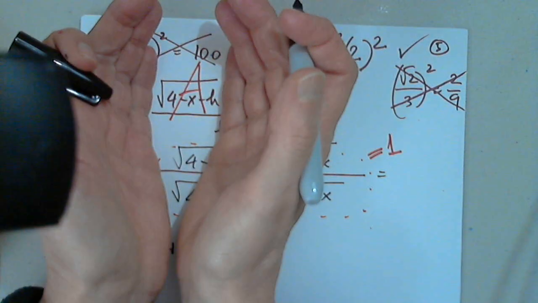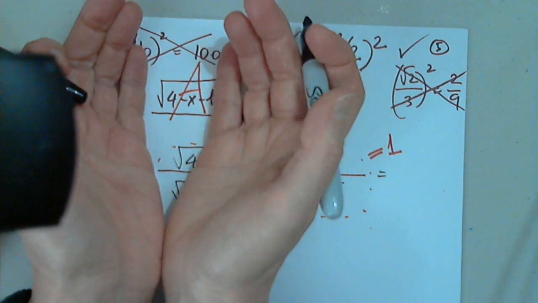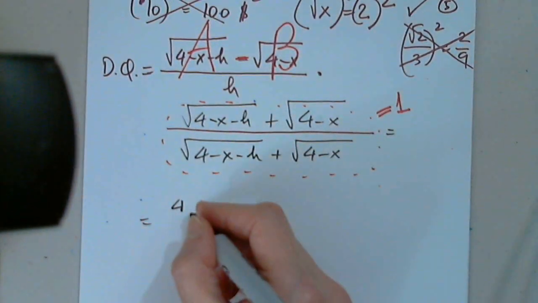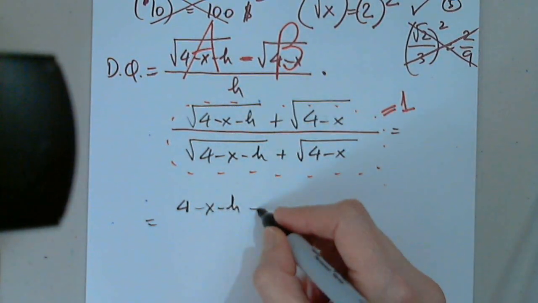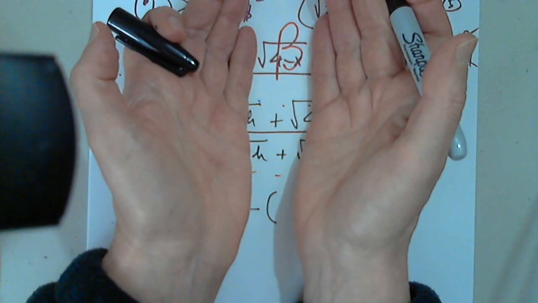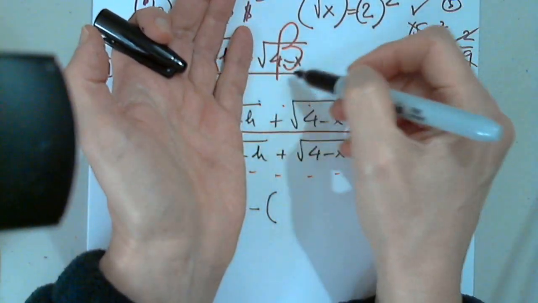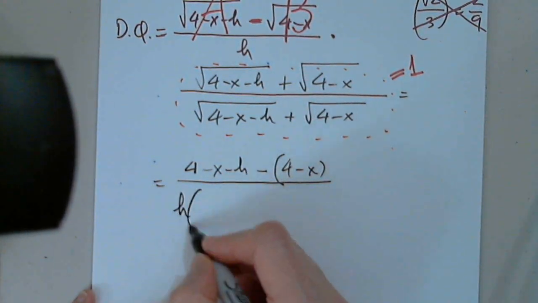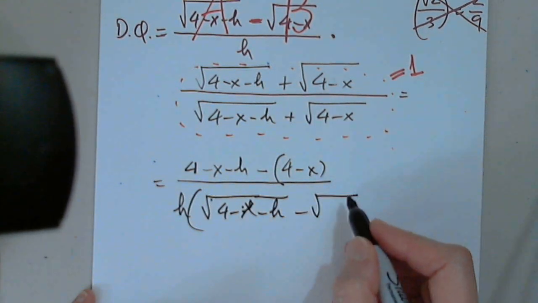Can anyone square this and tell me what to write? You just take it out of the radical, right? Sure, just tell me what to write and I'll write it. 4 minus x minus h. Very good. Now I have to copy minus. I have to put parentheses. Can anyone square this? 4 minus x. Very good. Over this whole thing with h, of course, minus x minus h, minus this plus, of course.